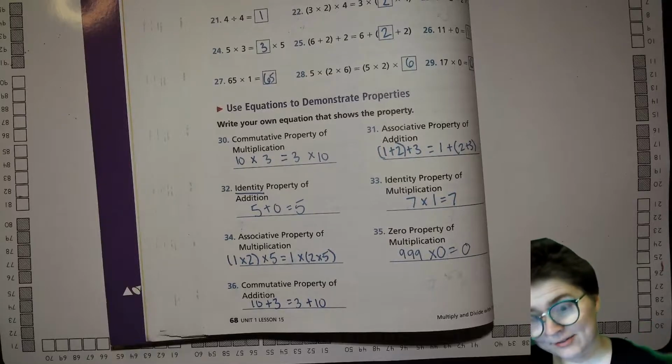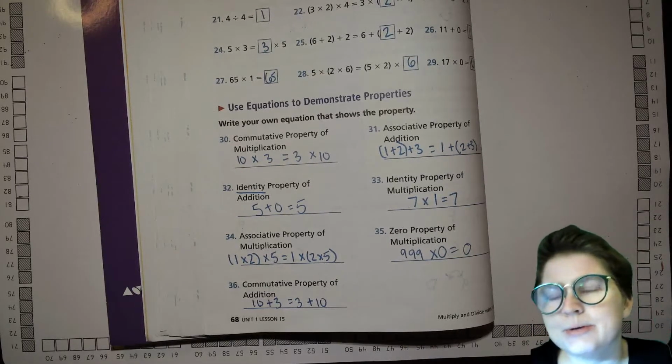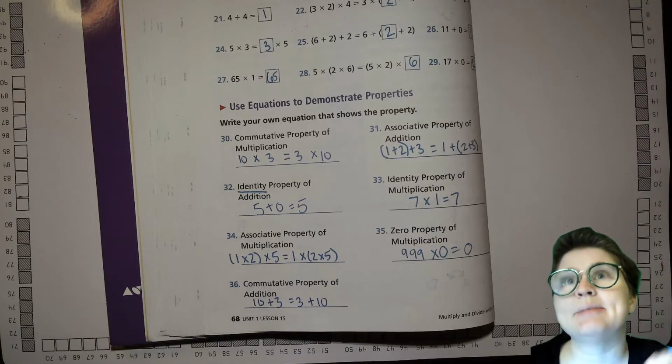All right, my friends. I know that sounds like a bunch of alphabet soup, but really these are pretty handy when you're trying to think about how you can solve a problem and save yourself some time.